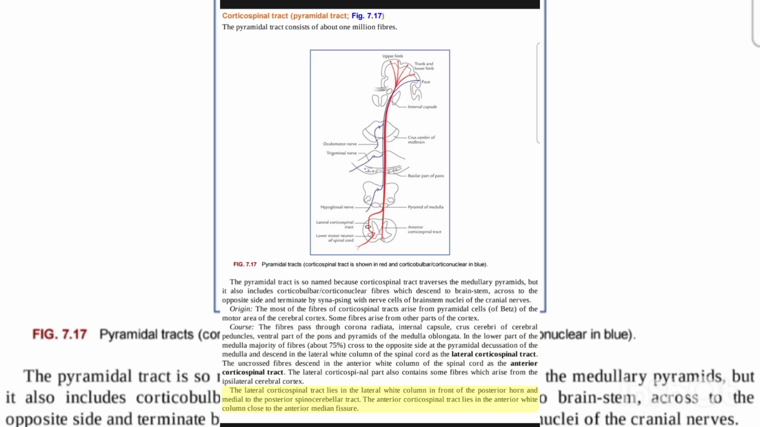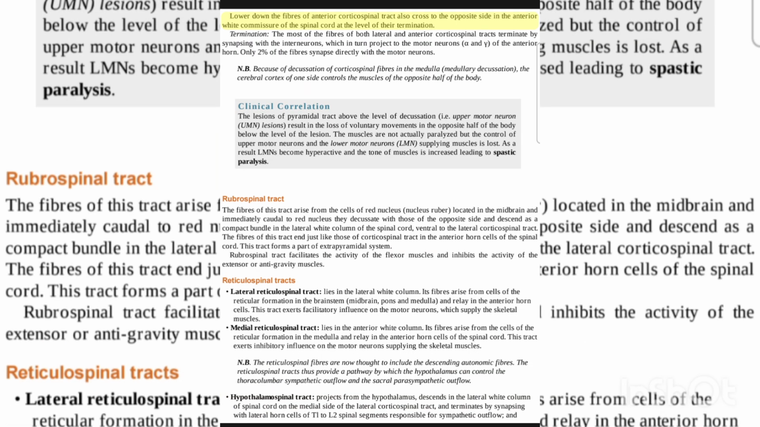The lateral corticospinal tract lies in the lateral white column in front of the posterior horn and medial to the posterior spinocerebellar tract. The anterior corticospinal tract lies in the anterior white column close to the anterior median fissure. Lower down, the fibers of the anterior corticospinal tract also cross to the opposite side in the anterior white commissure of the spinal cord at the level of their termination. Termination. Most of the fibers of both lateral and anterior corticospinal tracts terminate by synapsing with the interneurons, which in turn project to the motor neurons, or LMNs, of the anterior horn. Only 2% of the fibers synapse directly with the motor neurons.